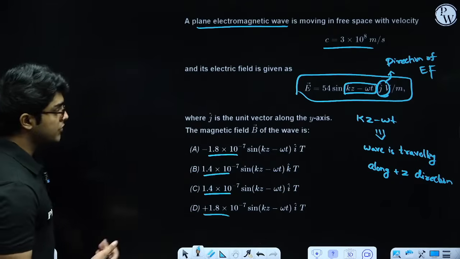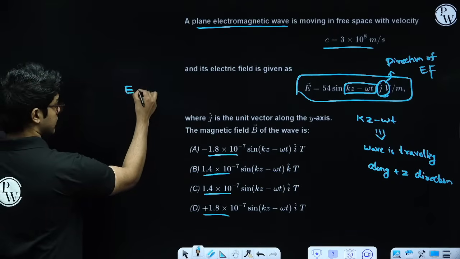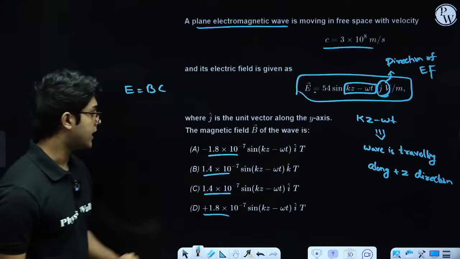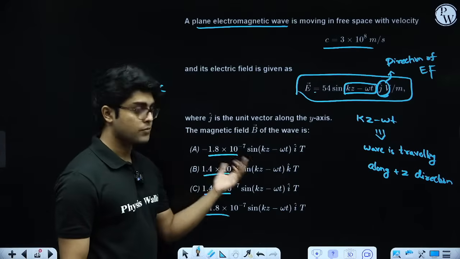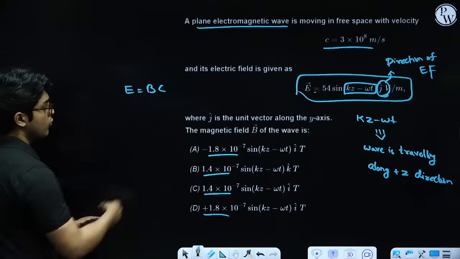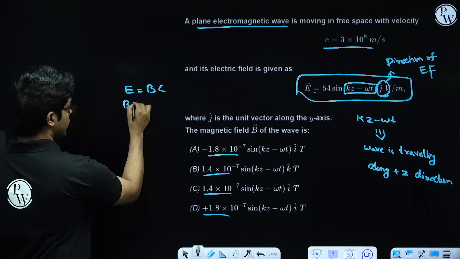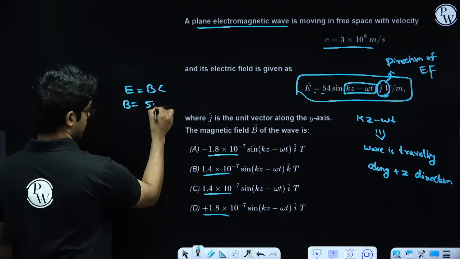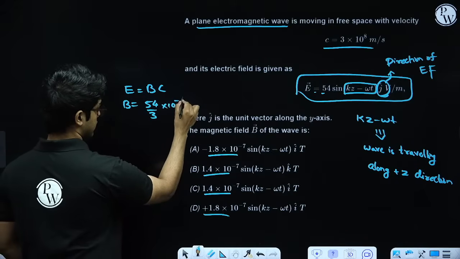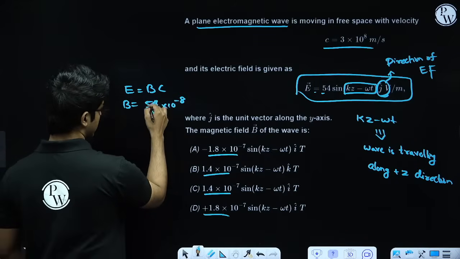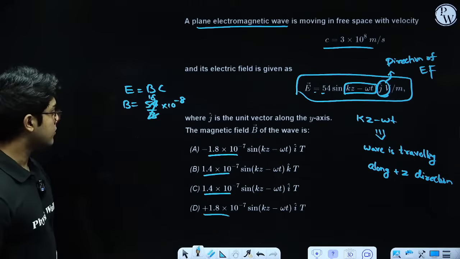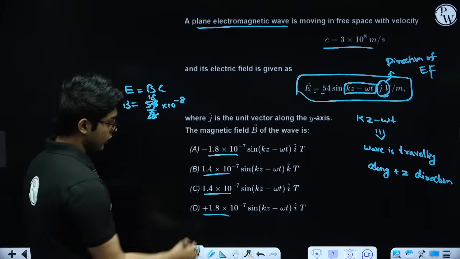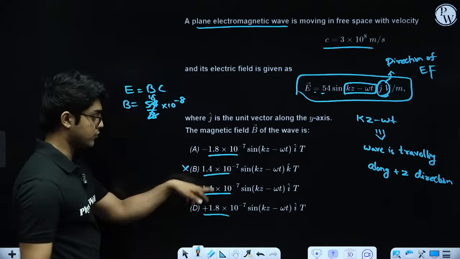For the magnitude, we use a simple relation E equals BC, where E and B are the electric and magnetic field magnitudes, the thing that comes before the sine function. So from here, B turns out to be E divided by c. Basically 54 divided by 3 times 10 to the power 8. This will be the magnitude, 18 times 10 to the power minus 8, or 1.8 times 10 to the power minus 7. So B and C are wrong because the magnitudes don't match.